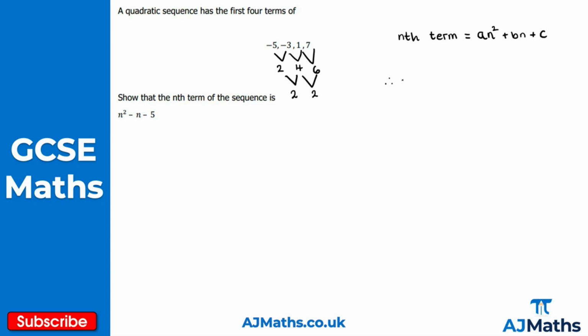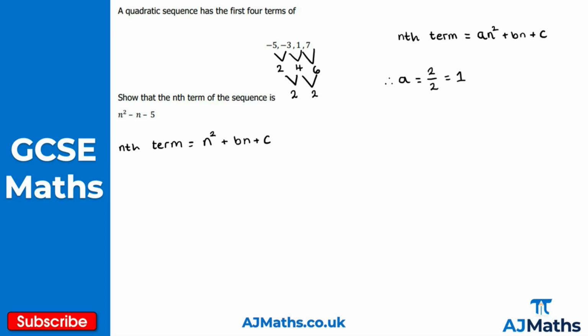Now, we just need to do something with this 2 to give us a. So a, in this case, is equal to the difference of the differences, and we divide that by 2. So a will be equal to 2 divided by 2, which gives me 1. In that case, my nth term will begin as n squared, because a is 1, plus bn plus c. So how do we now find b and c? We've already worked out a is 1, so we now need to find b and c.